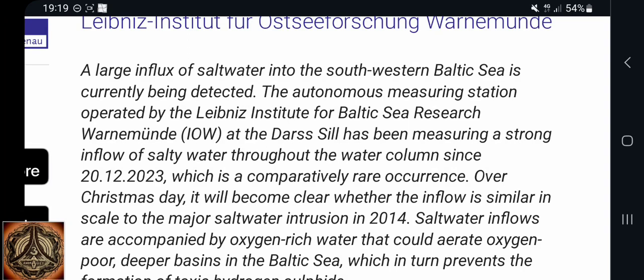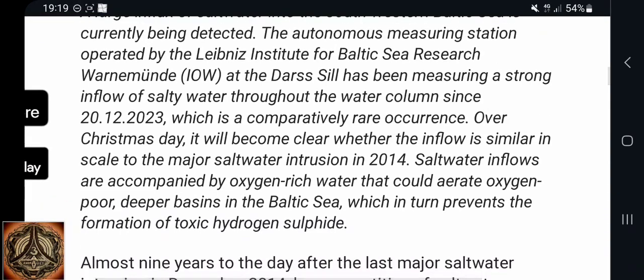Yeah, last time I talked about the Baltic Sea, there has been this radar, GPS disturbance stuff. Now we have salt. Over Christmas Day, it will become clear whether the inflow is similar in scale to the major saltwater intrusion in 2014. Yeah, maybe you have to check out something about the year 2014, but I haven't read this yet, so let's just go on.